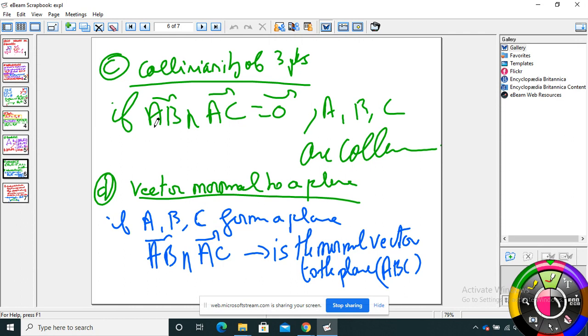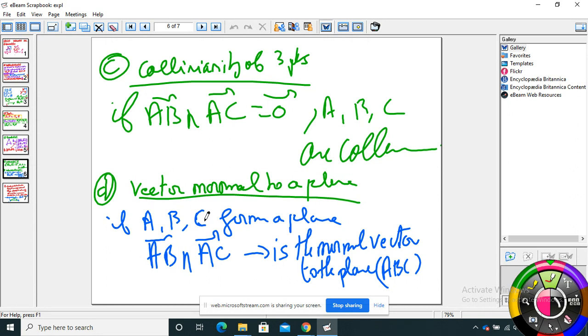But now we said, how can I prove that points are collinear and on the same line using the vector product? If I do AB vector AC and it's 0, it means the points are collinear and on the same line. Okay, and how do we find the vector normal to a plane?